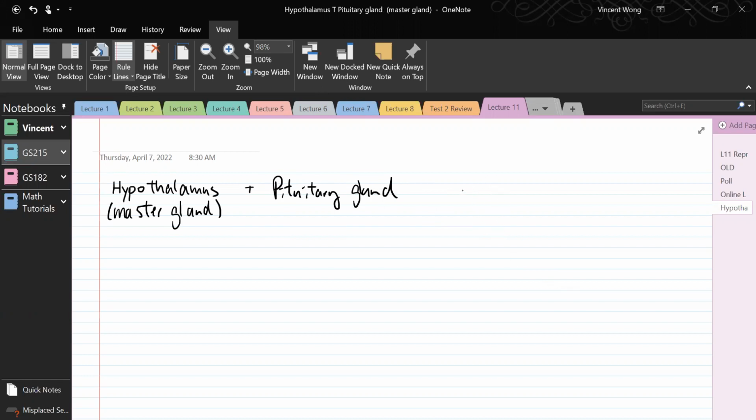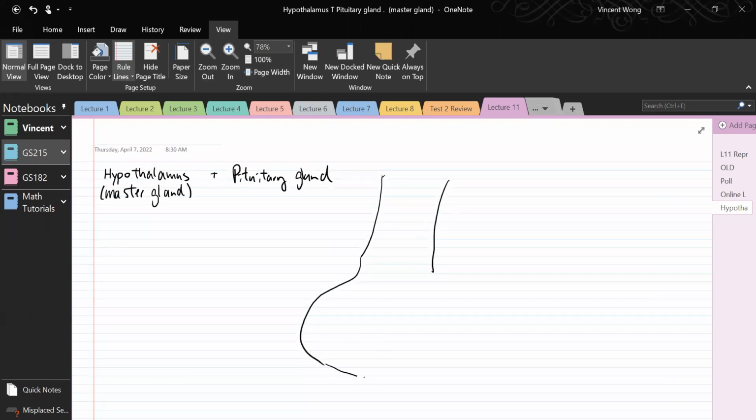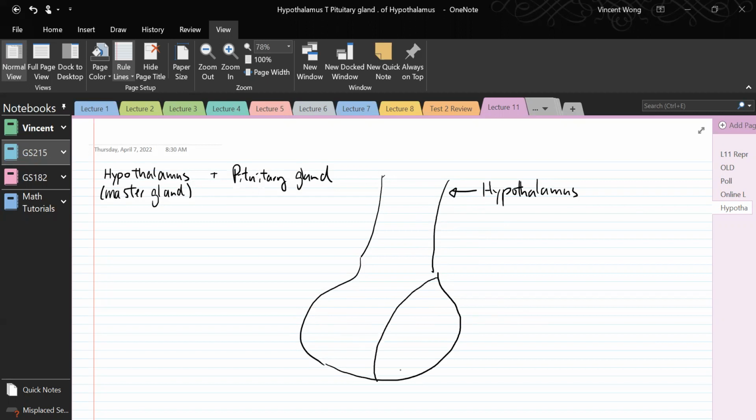So here is the hypothalamus right here. And then dangling from the hypothalamus is going to be the pituitary gland. All right, so hypothalamus up here. And then the pituitary gland is actually separated into two parts. There is the anterior pituitary, and then there is the posterior pituitary.